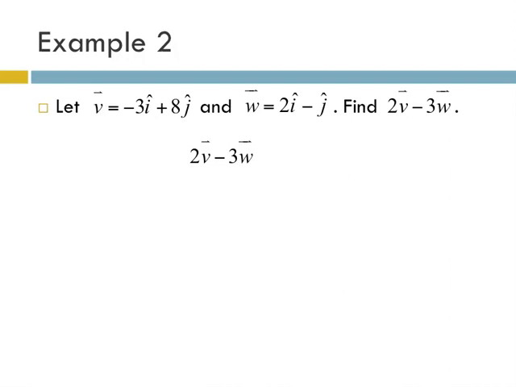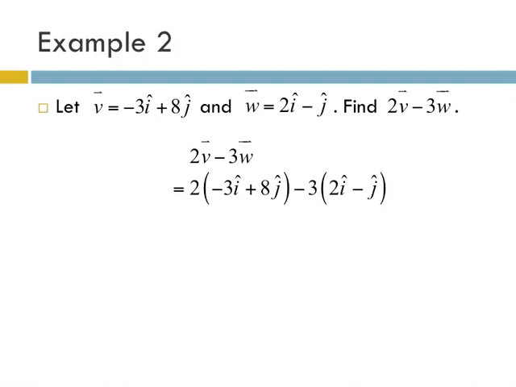It's going to work pretty much the same as when we were working with operations on vectors. So vector v is -3 i hat plus 8 j hat, so we'll plug that in. Same with vector w is 2 i hat minus j hat. And then we'll just work with it just as we did before.